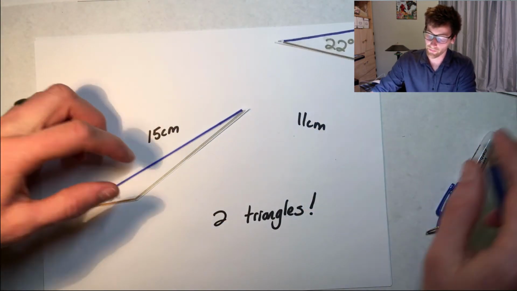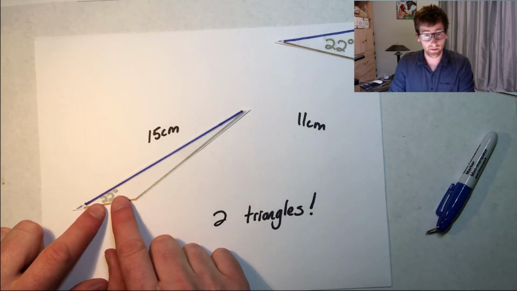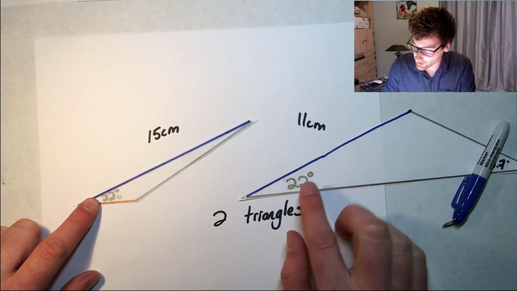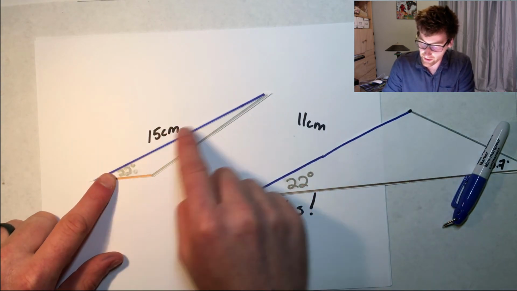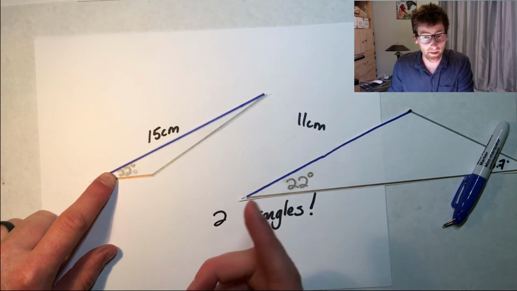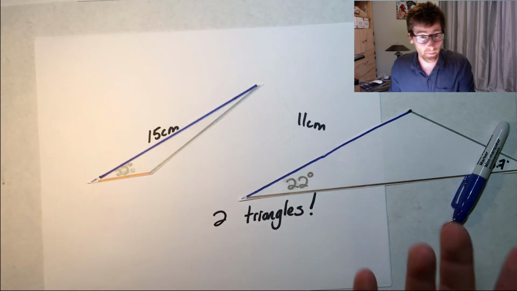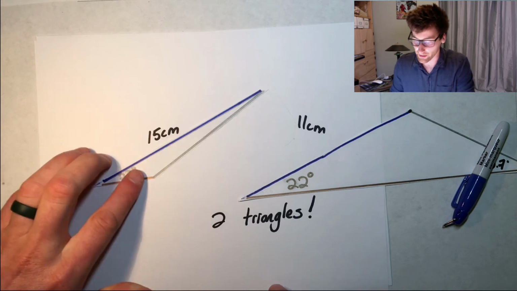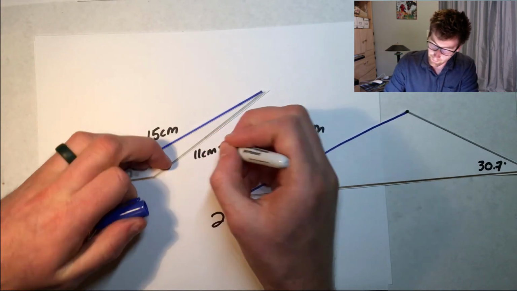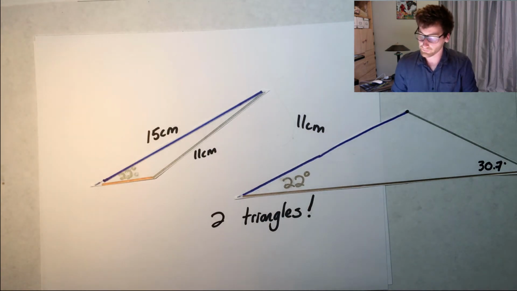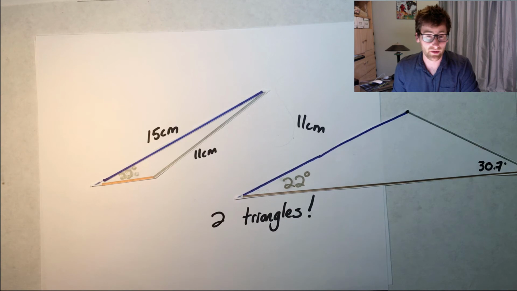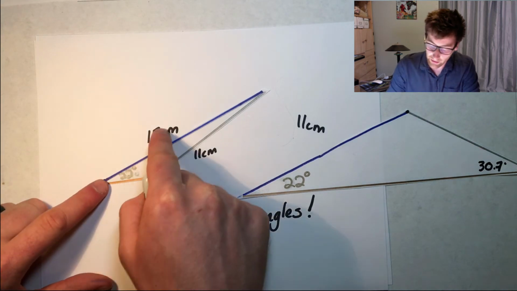Pull it away. So this triangle here still has the same information. Still has 22 degrees, still has a 15, that blue line, and still has an 11, that gray line. So everything stayed the same, but it's another triangle that you can make for ambiguous sine law. So again, I'm going to write 11 here this time. So we're going to have 15 and 11. So this time is a second triangle that you can make with that information of angle side side.